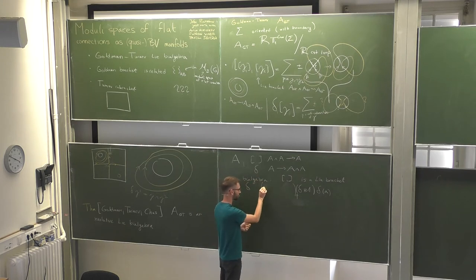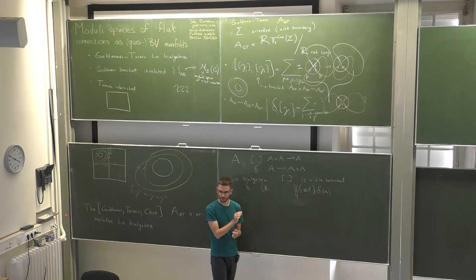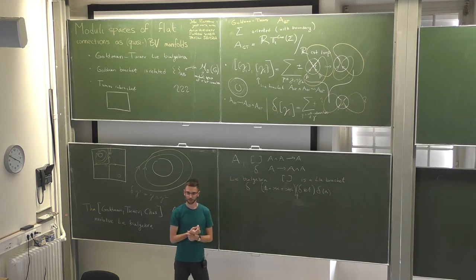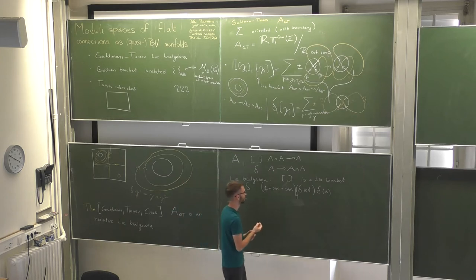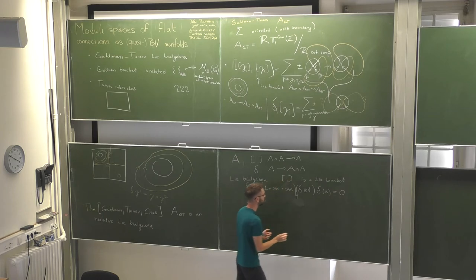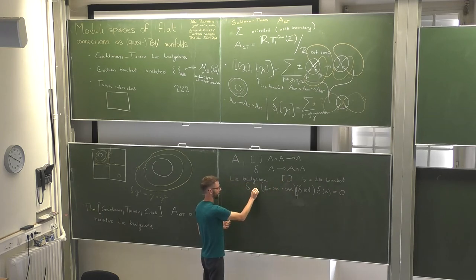So you act with the identity map, plus you act with a permutation like this, plus you act with a permutation like this. Yeah, this is the Jacobi identity, and this should be equal to zero. And then you need the compatibility condition between these two.